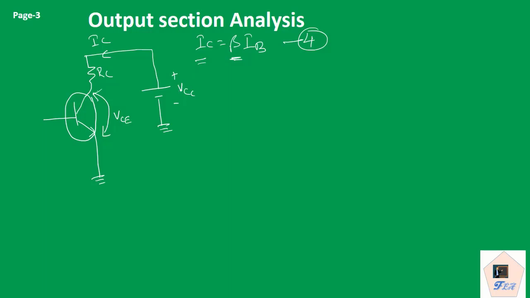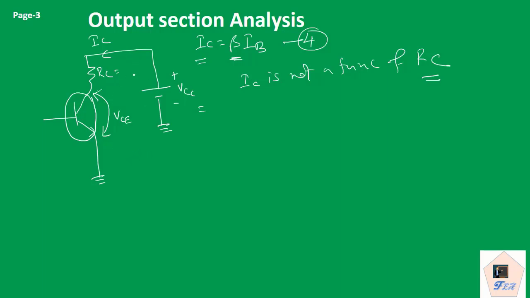Now the magnitude of IC is not a function of RC. So it is a very important point that we should note: if we change the RC value, IC is not going to change as long as VCC is the same. This is a very interesting point of the fixed bias. Changing RC has no effect on the level of IC, and as a result it will not have any effect on IB.